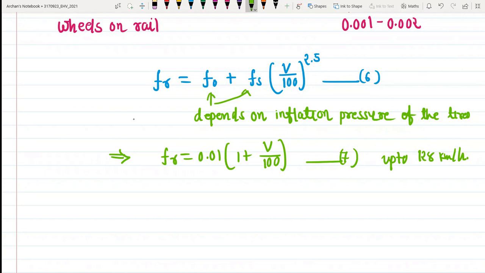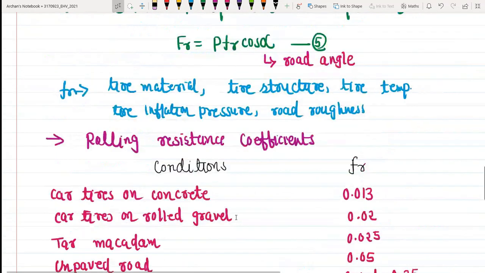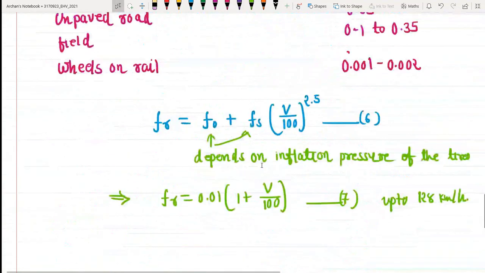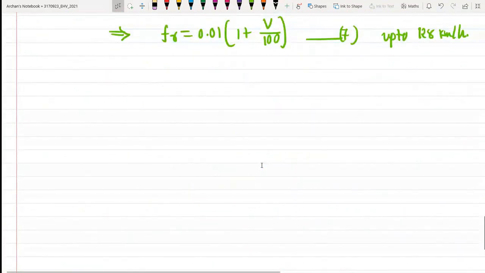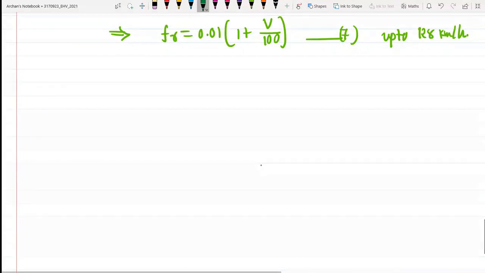Although, as I have told you, a number of empirical formulas have been developed by different researchers. Each and every researcher will use different formulas, but this is the generalized formula which is to be used for a passenger car on a concrete road. Right. So this is about the rolling resistance, how rolling resistance affects the performance of the vehicle. Now let us consider the second resistance, which is nothing but the aerodynamic drag.